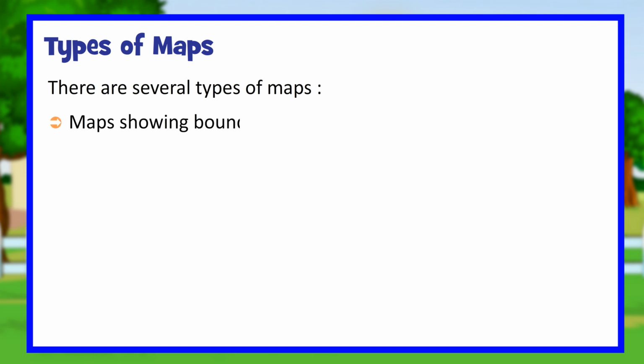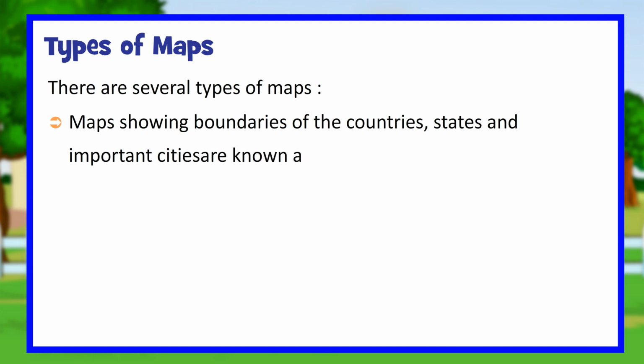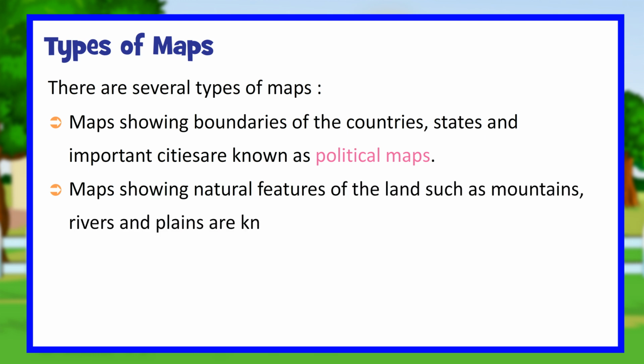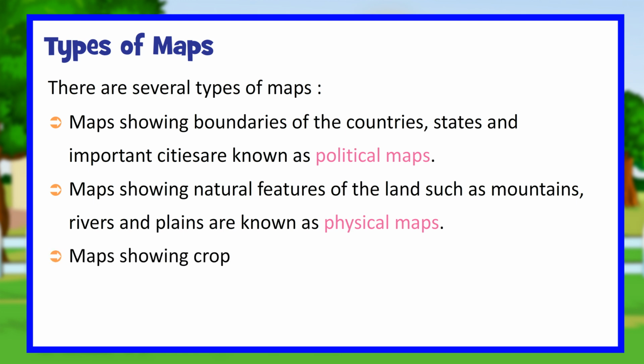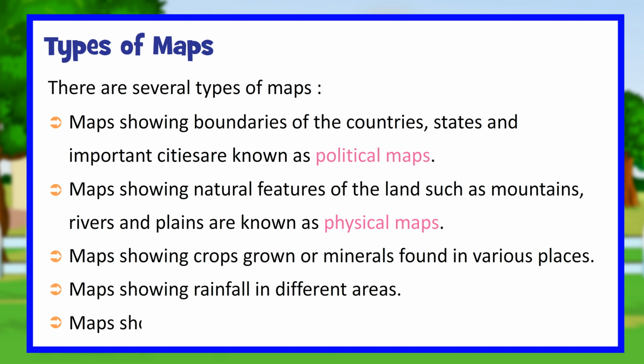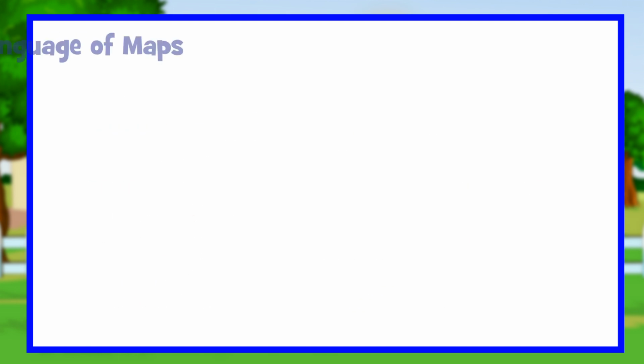Maps showing boundaries of the countries, states and important cities are known as political maps. Maps showing natural features of the land such as mountains, rivers and plains are known as physical maps. Maps showing crops grown or minerals found in various places. Maps showing rainfall in different areas. Maps showing roads, railways and airline routes.